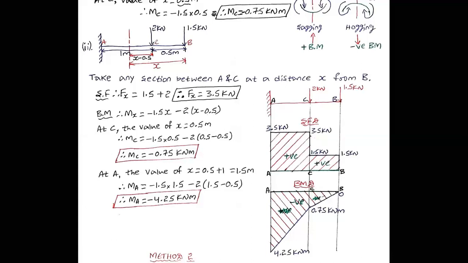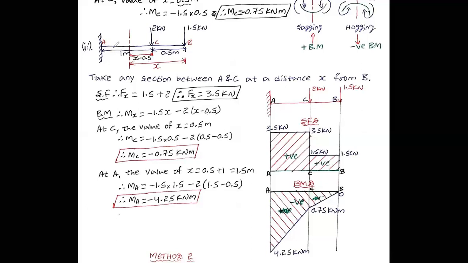Now the bending moment at point C. The distance x, starting from B to C, is equal to 0.5. Substitute the value x equal to 0.5 meter in this equation and you are going to get the bending moment at point C. 1.5 multiplied by 0.5, and 2 into 0.5 minus 0.5, this will be 0, and 2 into 0 is 0. Therefore, 1.5 multiplied by 0.5 is minus 0.75 kilonewton meter.